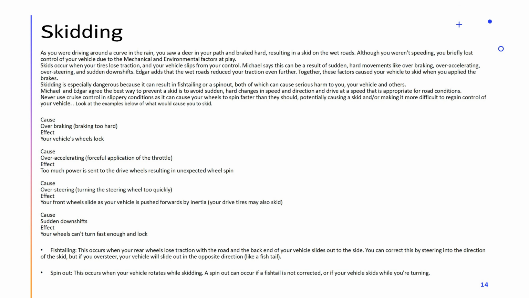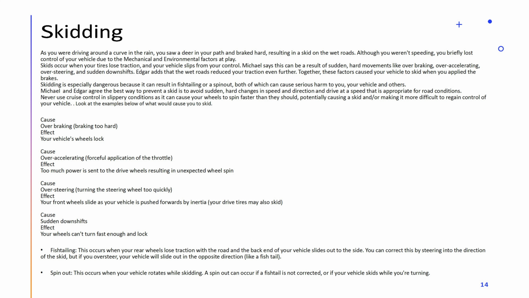Skidding. As you were driving around a curve in the rain, you saw a deer in your path and braked hard, resulting in a skid on the wet roads. Although you weren't speeding, you briefly lost control of your vehicle due to the mechanical and environmental factors at play.